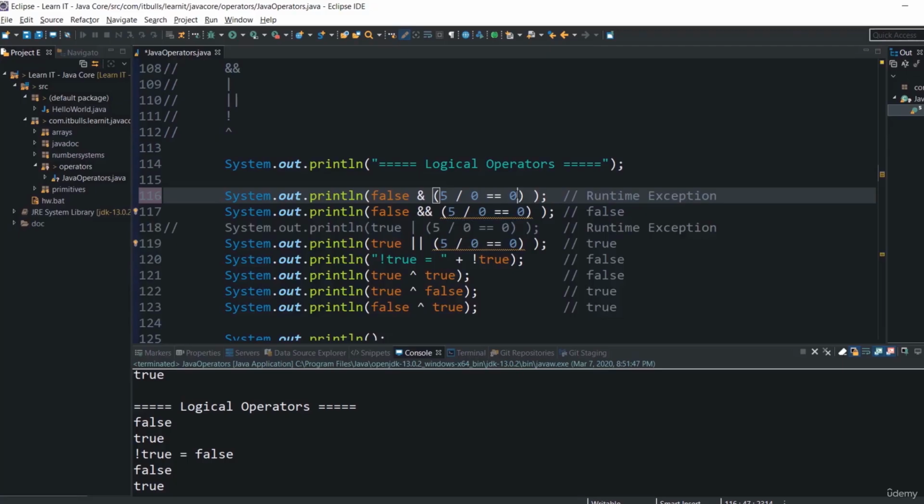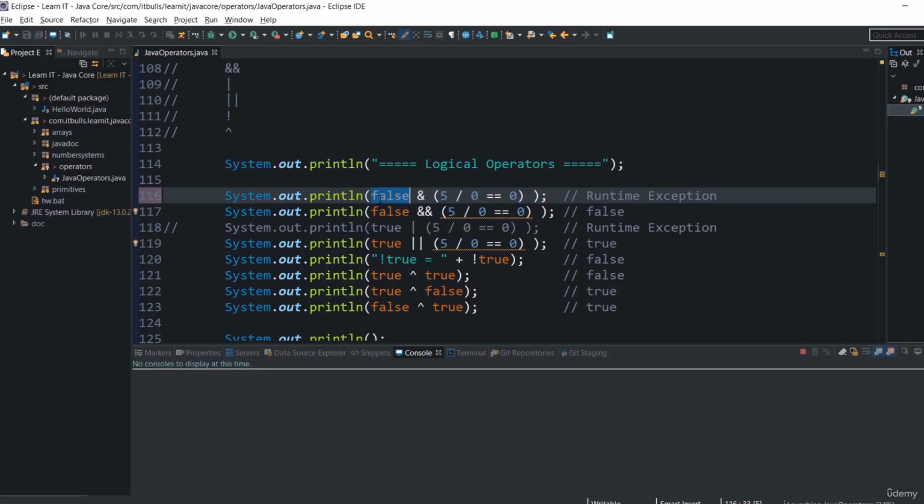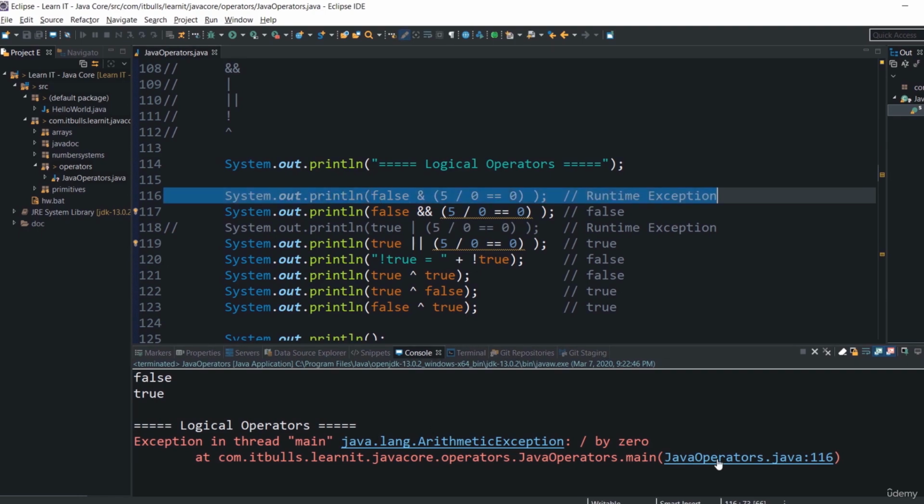But I want you to focus on the next thing. If the first operand is false, we already know that the result of this whole expression will be false, because as we discussed, AND operator returns true only if two operands are true. Why then Java needs to evaluate result of the second expression if result is clear from the first operand? I'm running the program. Here we have arithmetic exception. That's why it is good practice to use short circuit AND.